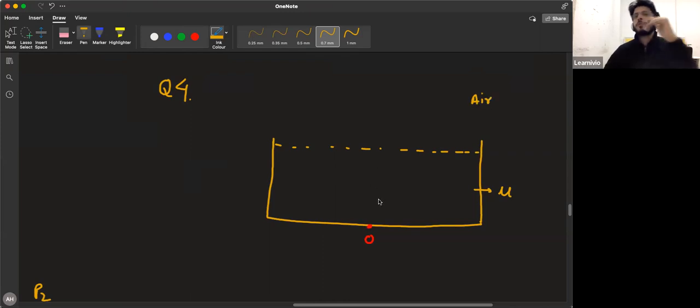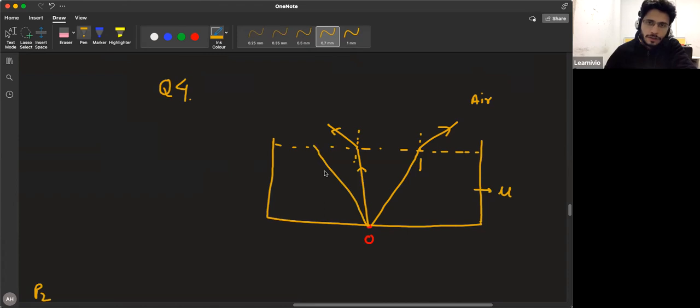When the ray comes from denser to rarer medium, it will bend away from the normal. Let's take this ray. When it comes out, it will bend away from the normal. Similarly, if you take this ray, it will also bend away from the normal. If I call this ray number 1 and this ray number 2, which ray will have the greater angle of incidence? Ray 2 will have.